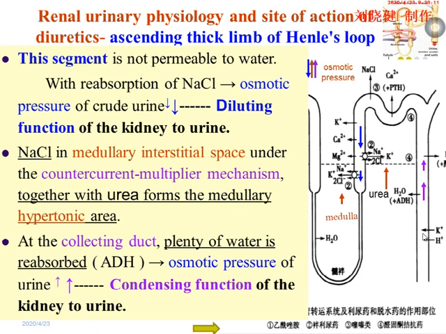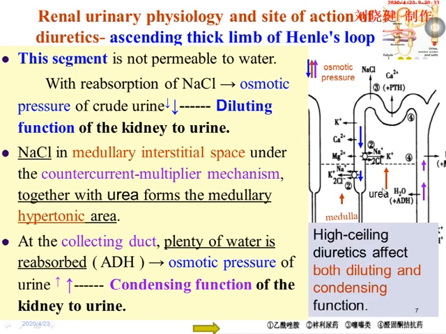So here, I think you can understand. If some drugs inhibit the process of reabsorption acting on the ascending thick limb of Henle's loop, they must affect the diluting function and the condensing function of the kidney to urine. High saline diuretics affect both diluting and condensing function of the kidney to urine. So that's why they have the most potent diuretic effects. That's why they are called high saline diuretics. Okay, understand?